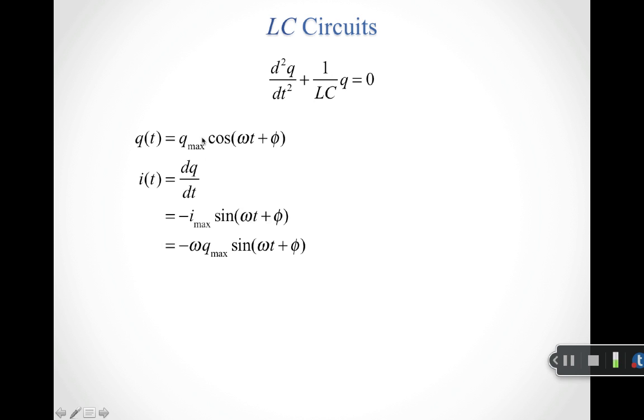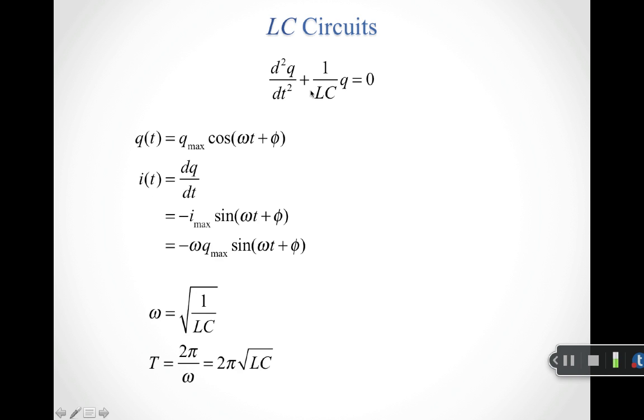So again, this is just the maximum charge on your plate times cosine of omega t plus phi. Again, the current, well, that's just taking the derivative of this function with respect to time. That's going to be negative I max times sine of omega t plus phi, which, when we think about what this maximum current term is, it's just going to be omega times the maximum charge. And so I'll have another way to write the current. It's just going to be negative omega times the maximum charge times sine of omega t plus phi.